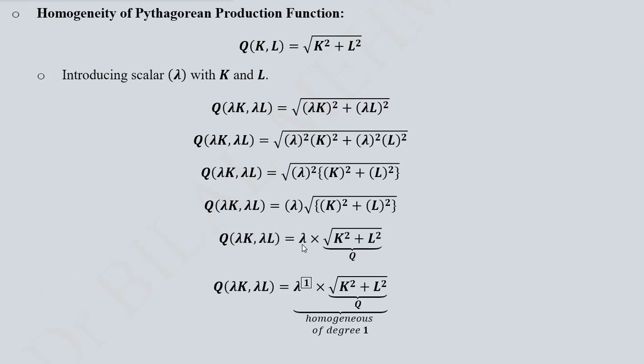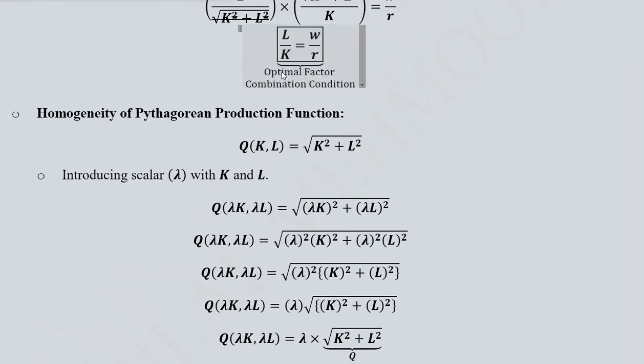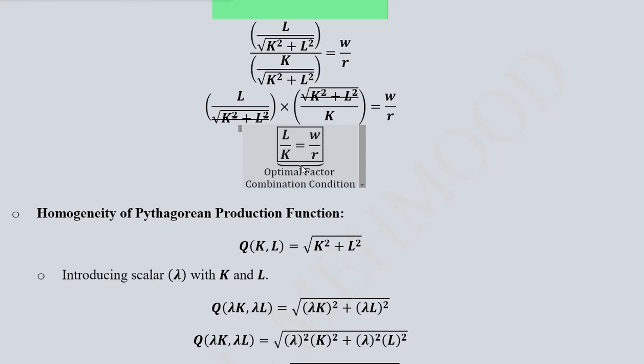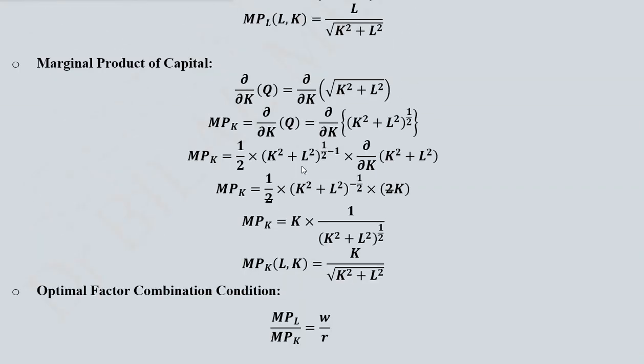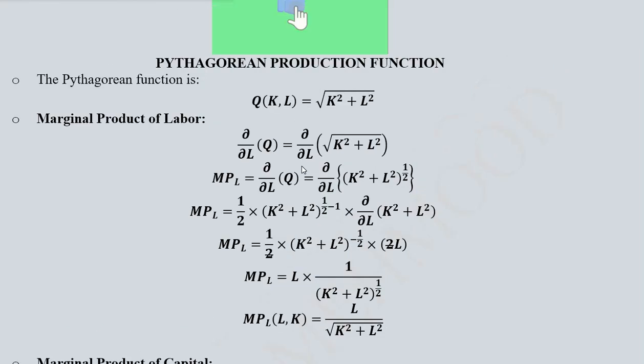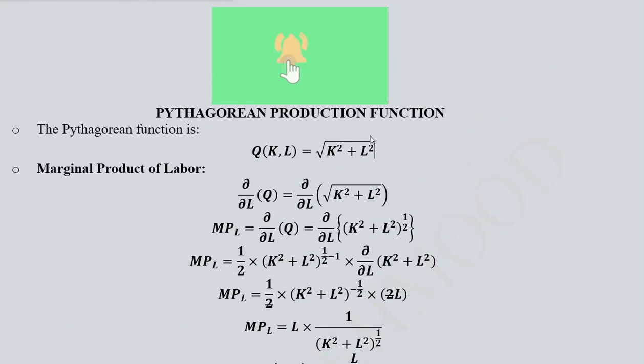So in this way, we have tried to do some treatment of the Pythagorean production function. Here we found the homogeneity of this production function. We also found the optimal factor combination condition. We also found the marginal products. So this was about this production function.